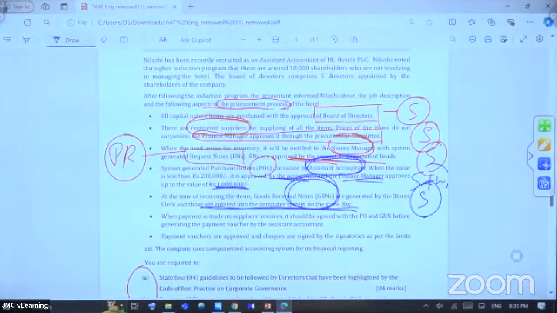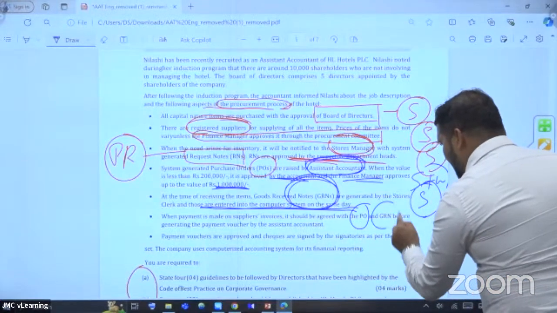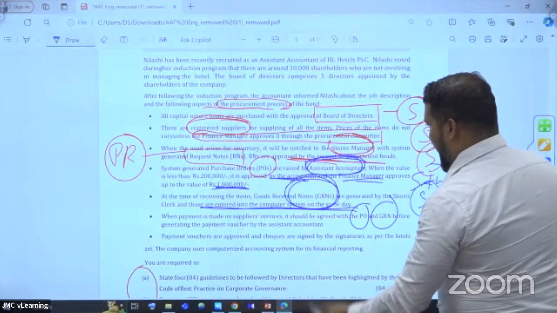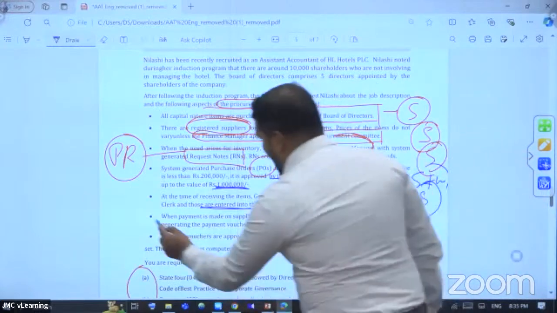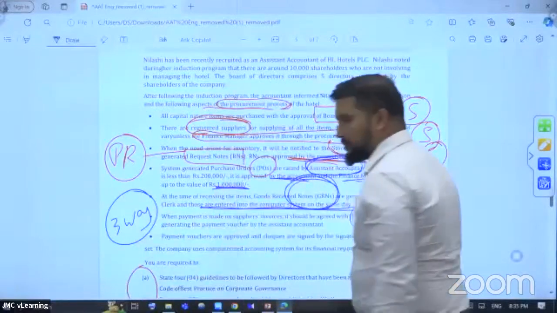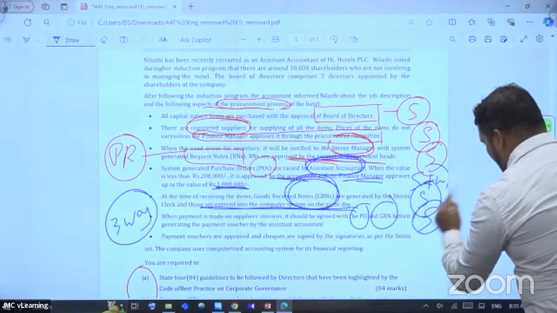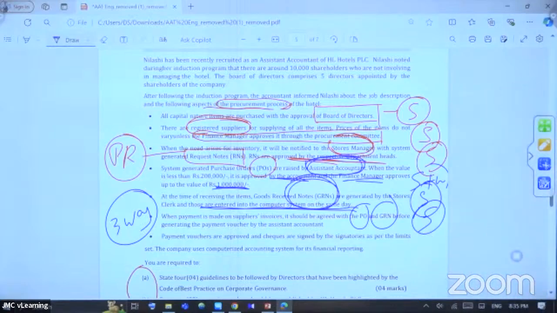When payment is made on a supplier's invoice, it should be agreed with the PO and GRN before generating the payment voucher by the assistant accountant. What are they referring to? Three-way matching. Again, this is considered a strength in the process.